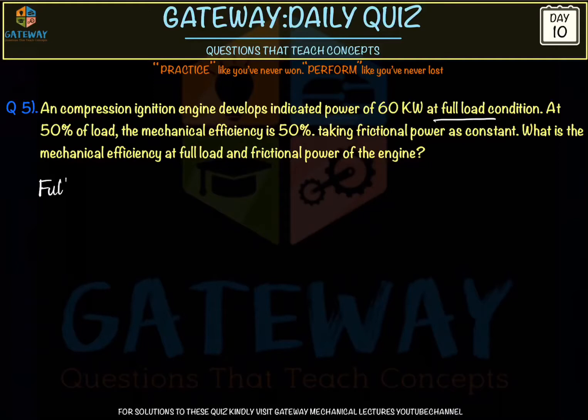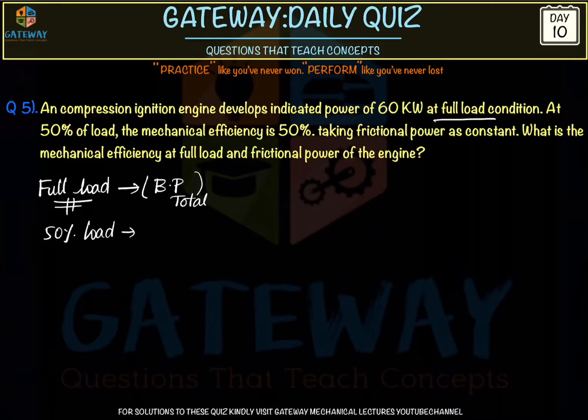Whenever you see the term full load, then we need to take the total brake power. Whenever it is at 50% load, then we need to take 50% of the brake power, nothing but 0.5 into brake power total. If it is at 75% of load, then we have to take 0.75 into brake power total. Then the game is over for this question.